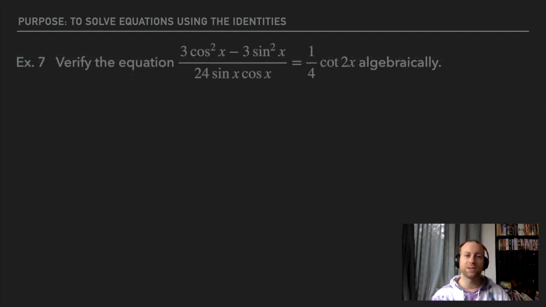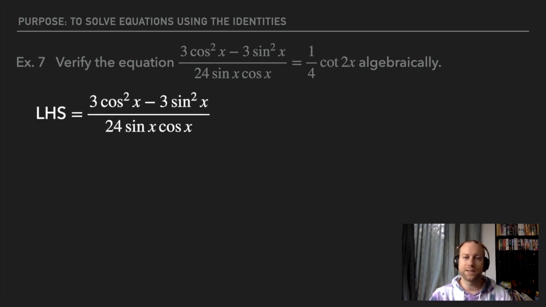So here's another equation that we're going to try and verify. We're doing this algebraically, we're not plugging in numbers. We need to prove that one side of the equation equals the other. So let's start with the left-hand side. This is the uglier part, so let's just try and manipulate this.